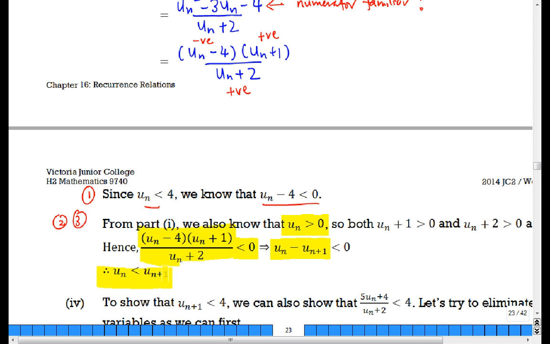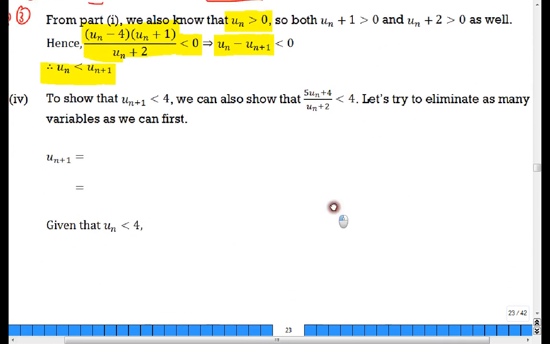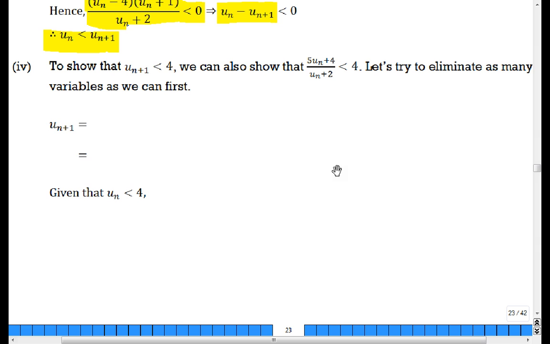Never mind. Part 4. Okay, I can complete part 4. What did part 4 say? Part 4 says that given that un is smaller than 4, you want to show that un plus 1 is smaller than 4. Okay?